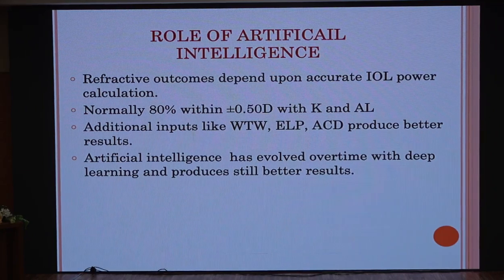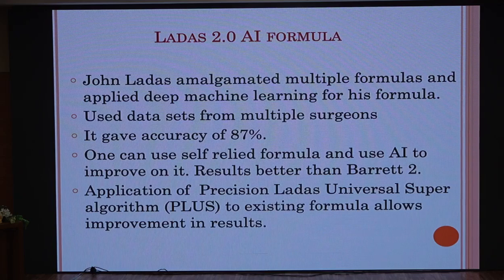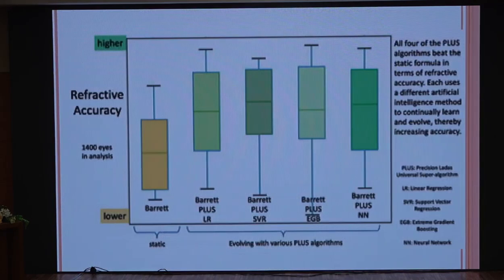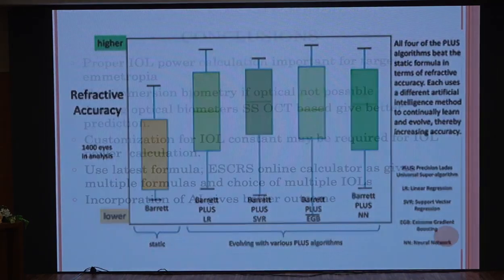Nowadays we talk of artificial intelligence also. We know many formulas have artificial intelligence based calculations. It means that if you already have experience using the Hill RBF formula and you have put in all the values, that you put this power in this patient and this is the residual error for this patient, then based on your past experience, a lot of values have been input into the artificial intelligence. This has been incorporated into many formulas, and ultimately you get more accuracy towards the IOL power. The LADAS 2 formula also uses artificial intelligence and gives us more accuracy towards the powers.